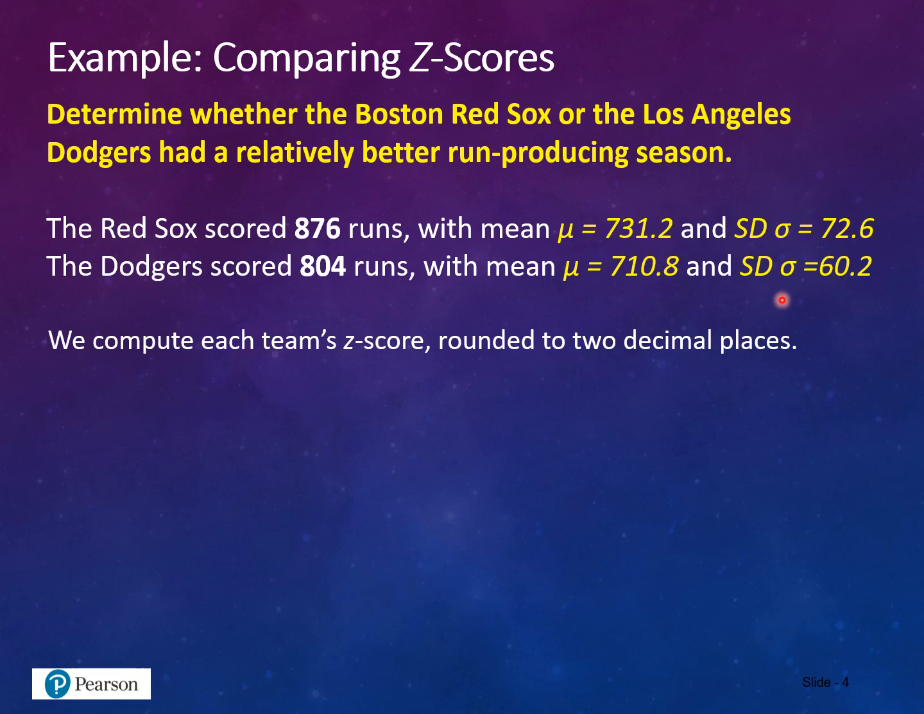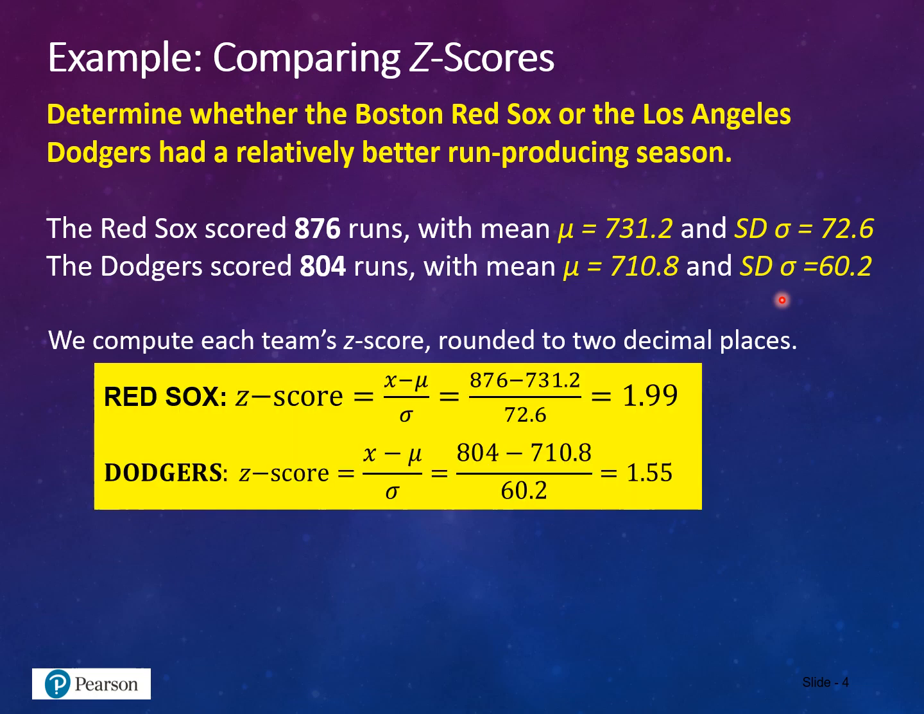So we compute each team's z-score, and we're going to round it to 2 decimals. So for the Red Sox z-score, we get 1.99. You can see all the measures there. It's x minus mu over sigma for the Red Sox, and x minus mu over sigma for the Dodgers. So our two scores are 1.99 and 1.55.